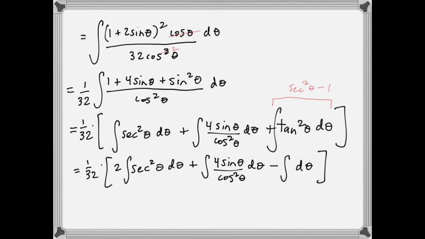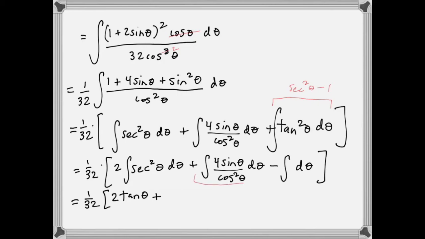Now I do each one piece by piece, and they're actually not hard to do on their own, okay? So for the first one, what's the antiderivative of secant squared? We should know this, right? It's just tangent. The derivative of tangent is secant squared, right? So we end up with, first, 2 tan theta plus. What about the next one?